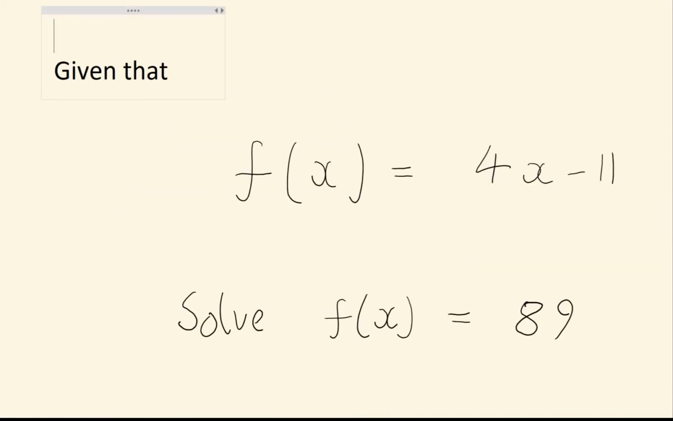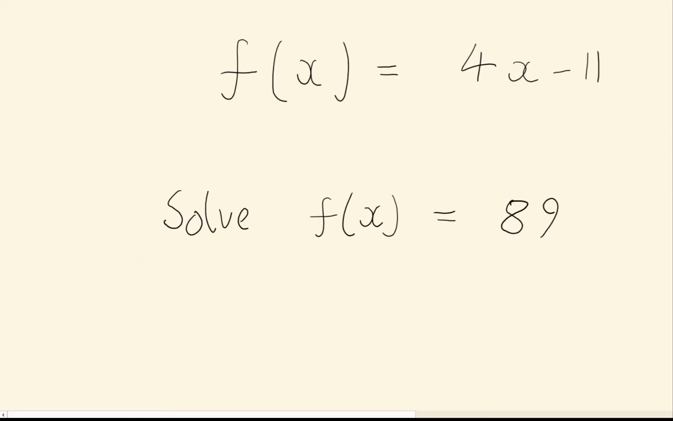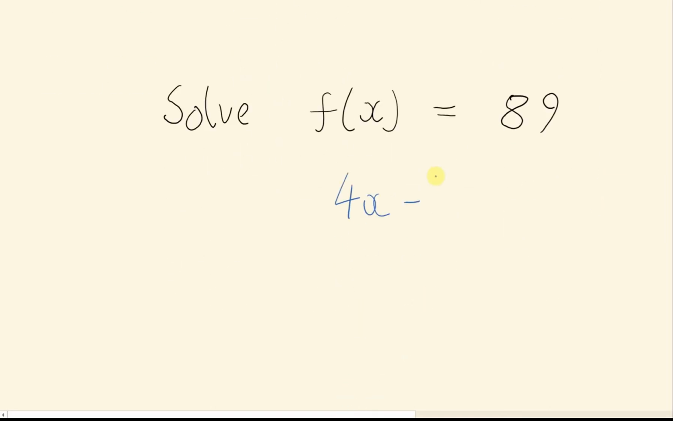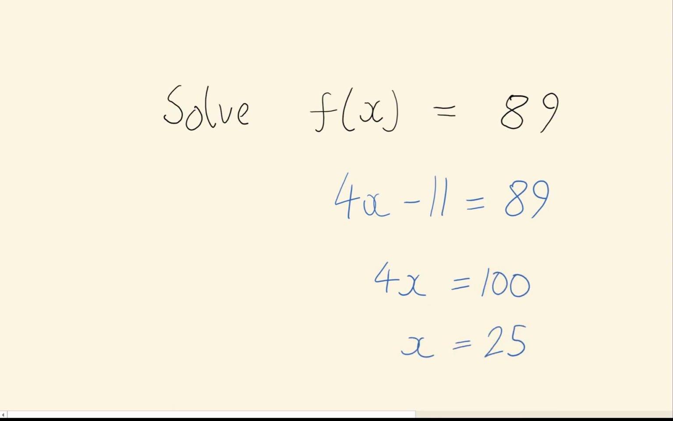Okay, just one more example like that. So here I want to solve f of x equals 89. So we know that 4x minus 11 will equal 89. Opposite of minus 11 is plus 11. So therefore 4x is 100. And the opposite of times by 4 is divide by 4. So x is going to be 25.